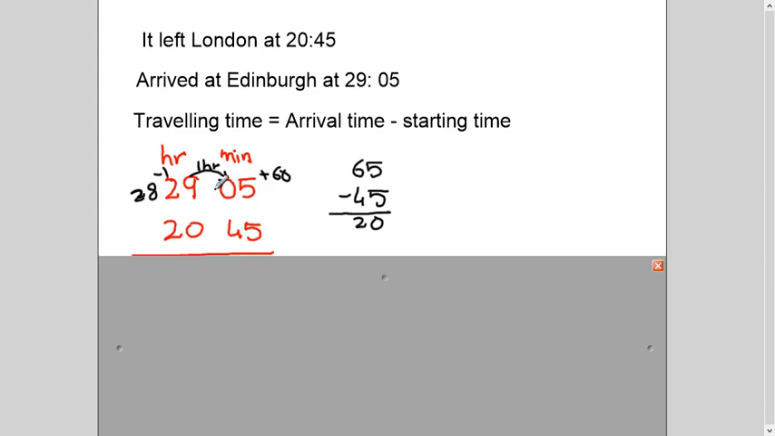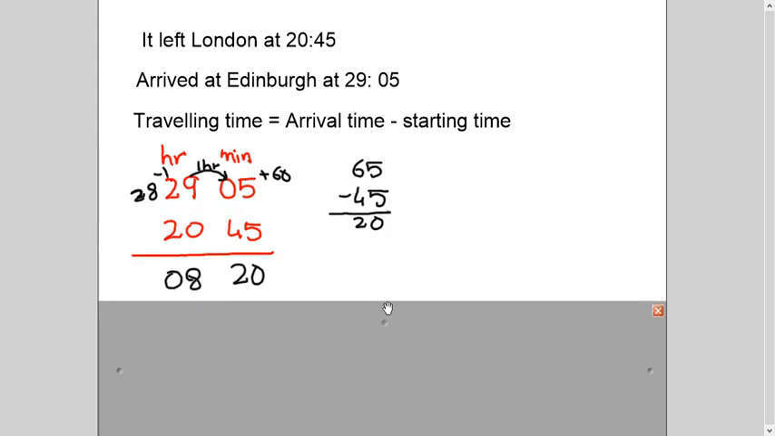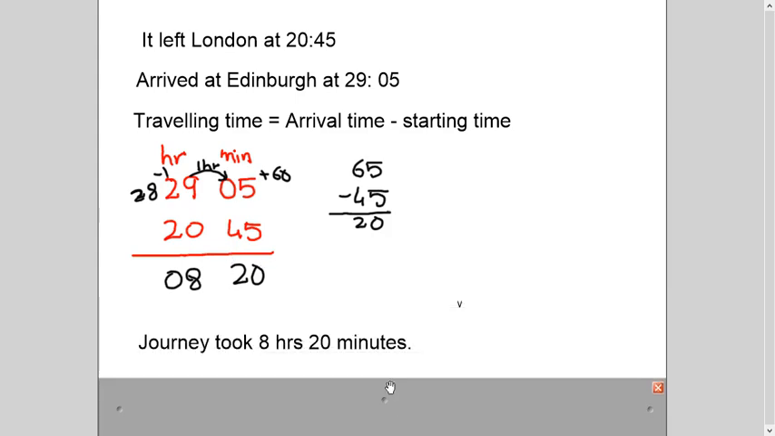So if I see, I am subtracting 45 minutes from 5 minutes, which is not possible. So that's why I have taken 1 hour from here. When 1 hour goes into minutes, it changes into 60. So it will become 65 minutes, which I have written here. Now I can do 65 minus 45, which is 20 minutes. And when I have taken 1 hour from here, it is no more 29, it is 28. So 28 minus 20 will be 8. So this will give you the journey time, which is 8 hours and 20 minutes.